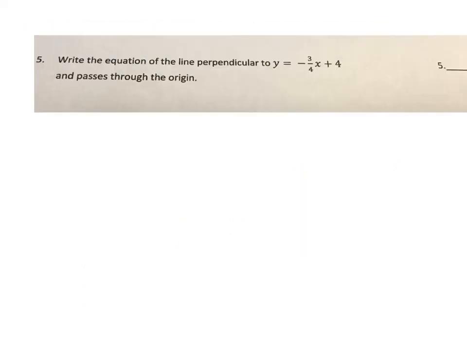All right, here's number 5. Write the equation of the line perpendicular to y equals negative 3/4 x plus 4. So the slope of the given line is negative 3/4. Perpendicular is where we do the opposite reciprocal. So if I turn that over, that's 4/3, and the opposite of negative is positive. So my new slope is going to be 4/3, and it passes through the origin.